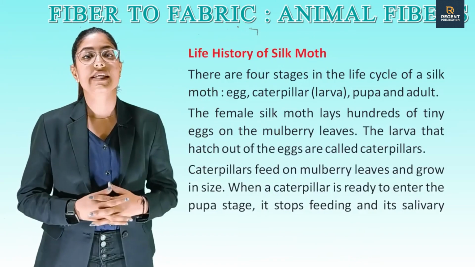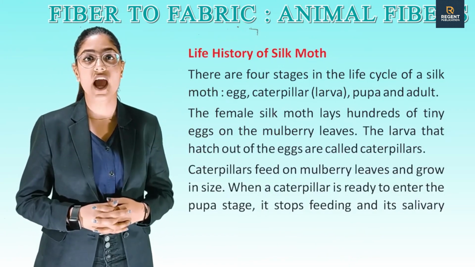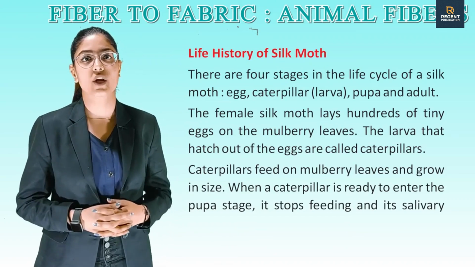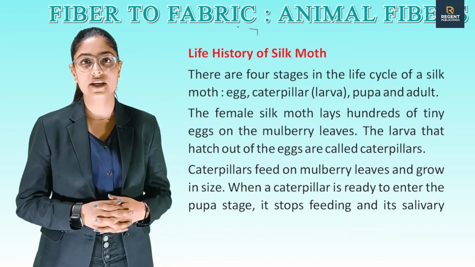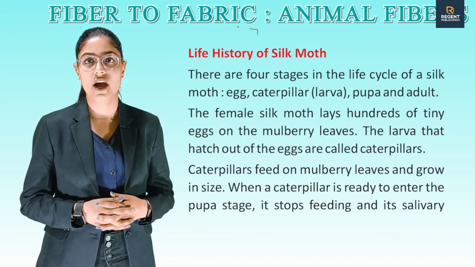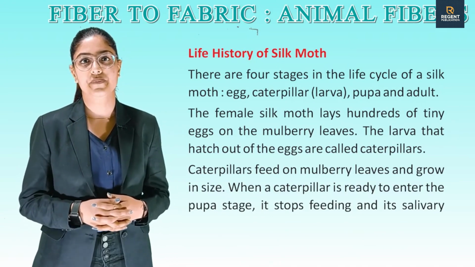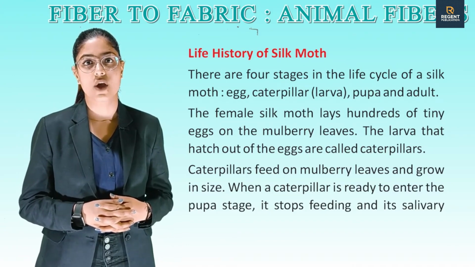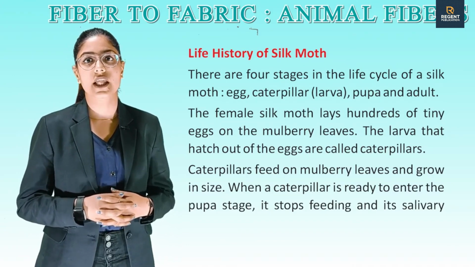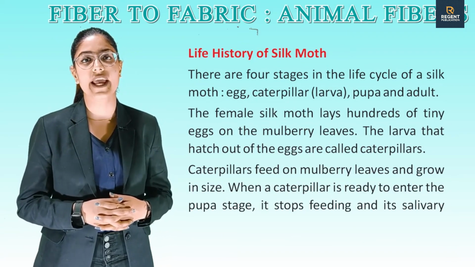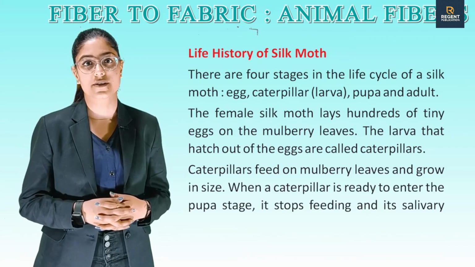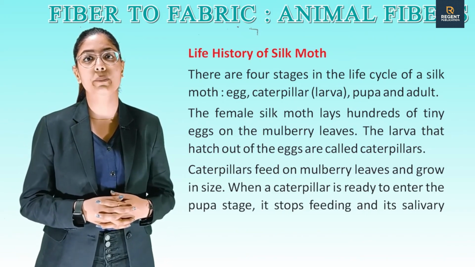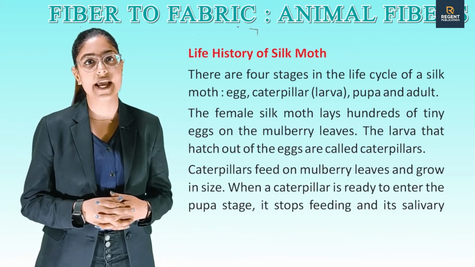Life history of the silk moth. There are 4 stages in the life cycle of a silk moth: egg, caterpillar or larva, pupa and adult. The female silk moth lays hundreds of tiny eggs on the mulberry leaves. The larvae that hatch out of the eggs are called caterpillars. Caterpillars feed on mulberry leaves and grow in size.